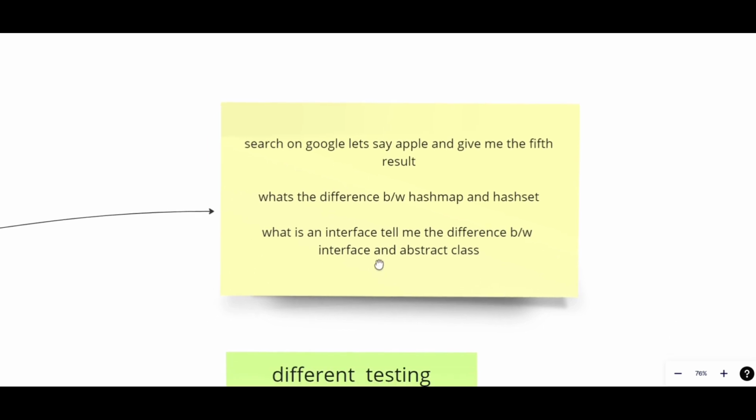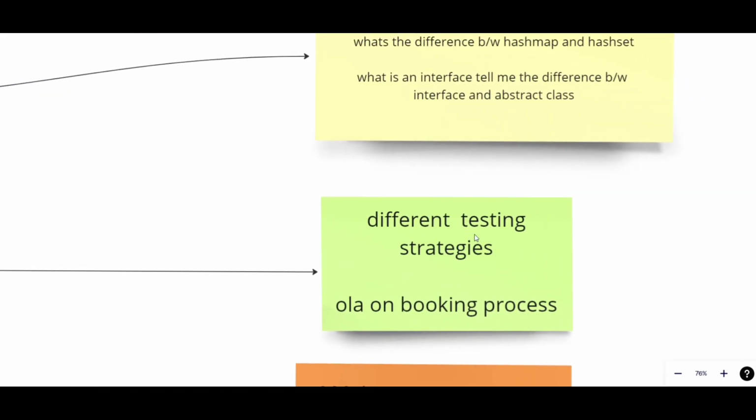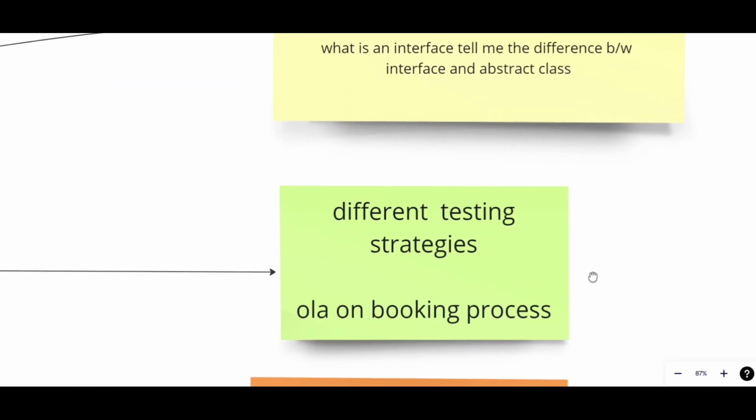Now let's move to the second part, that is testing basics. In testing basics, they will ask you very generic questions, like let's say how you will write some manual test cases for the Ola booking process. Throughout your course you will learn how to write different test cases for different scenarios, so it will be easier for you. And they may ask you some basic questions like what are the different test strategies, or when will you use a certain testing technique. So keep those things in mind.